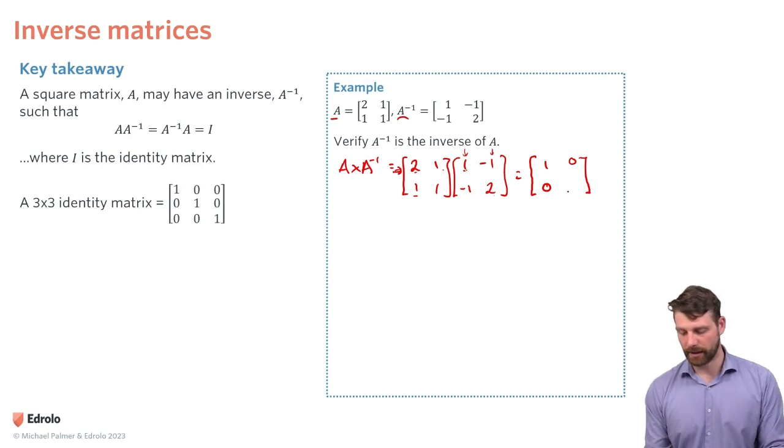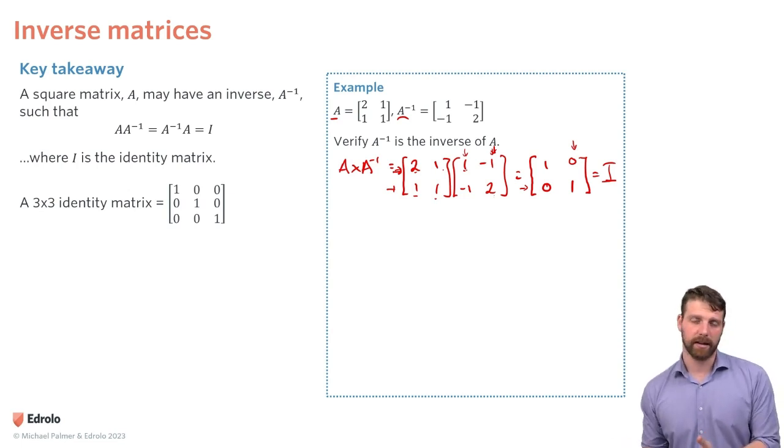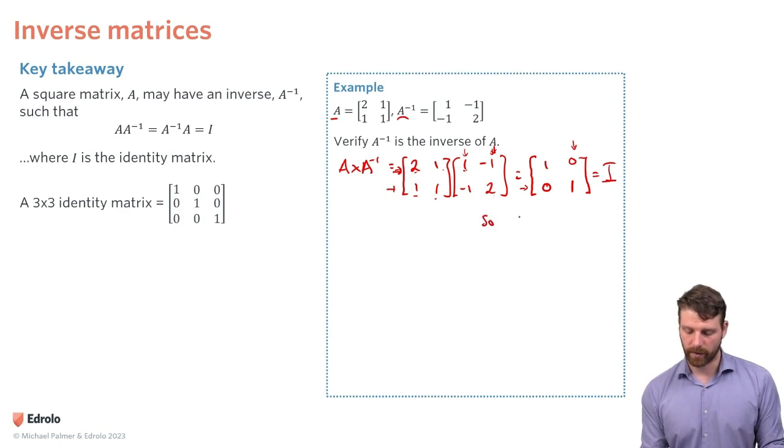And the last position here is in row 2, column 2. So I need to look at row 2, column 2 in the first two matrices. I've got 1 times negative 1 is negative 1, plus 1 times 2 is 2. Negative 1 plus 2 is going to give me 1. And so that is I. And I can actually stop there. I've verified that A times A inverse did give me the identity. So A inverse is the inverse of A.